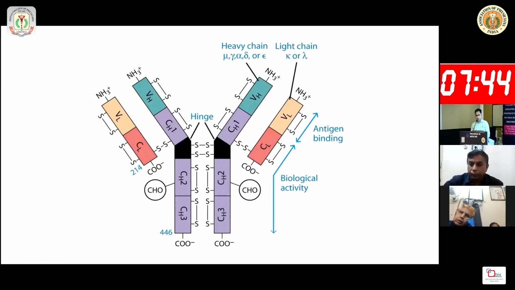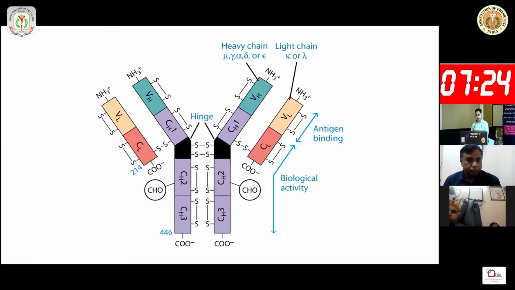Every immunoglobulin consists of mainly two chains: one is light chain and one is heavy chain. The light chain of the immunoglobulin consists of one variable region and one constant region, whereas the heavy chain consists of one variable region and three constant regions. Between the light chain and heavy chains, there is a disulfide bond.